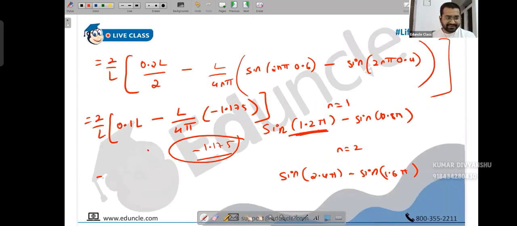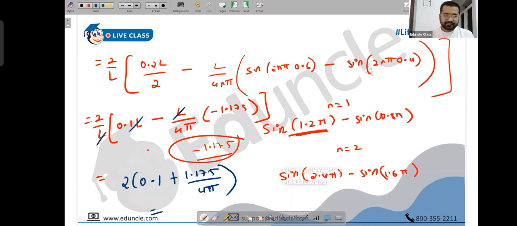Anyway, so final answer. LL gets cancelled. You can take L common. So the answer is 2 into 0.1 plus 1.175 upon 4 pi, which is 2 into... wait, first 1 plus 1 divided by 4 pi into 2. No, it's not 1, it's 0.1. It's 1.175 divided by 4 and then divided by 5, and then plus 0.1 and then into 2. Perfect. This should be a close answer.